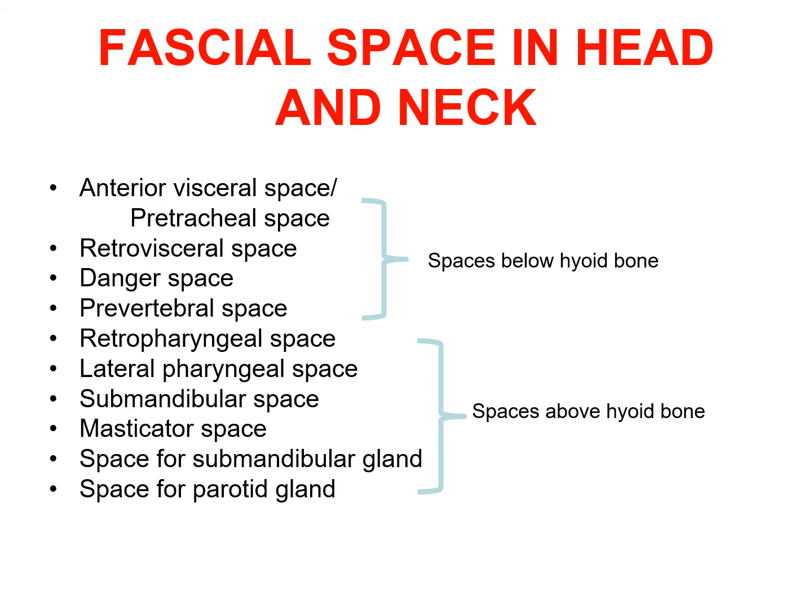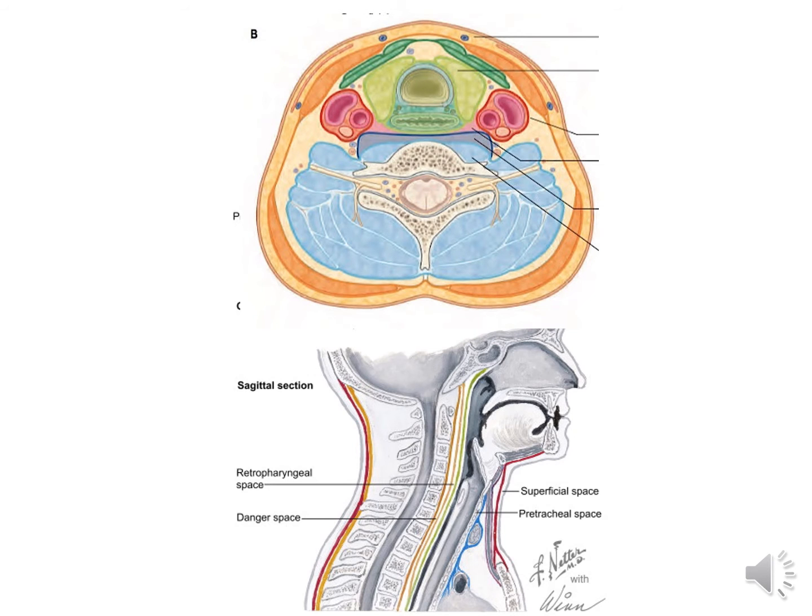The spaces which are present below the hyoid bone include the pretracheal space, the danger space and the prevertebral space. The spaces present above the hyoid bone include the retropharyngeal space, the lateral pharyngeal space, the submandibular space, the masticatory space, the space for the submandibular gland and the space for the parotid gland. As I said, we will study only the clinically very important spaces in the next few slides. Before going to the details of each important space, first understand a few things.